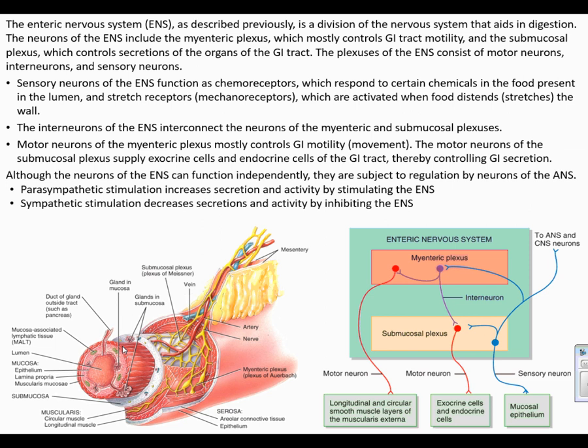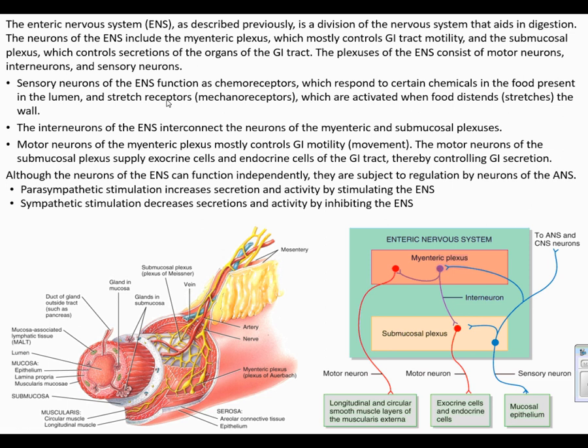Now, these plexes consist of motor neurons, interneurons, and sensory neurons. We can actually see that over here. We've got in blue sensory neurons, here's the purple interneurons, and in red are the motor neurons. The sensory neurons either function as chemoreceptors or as stretch receptors.